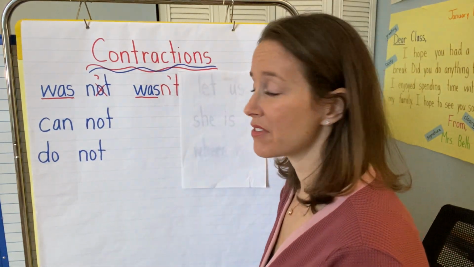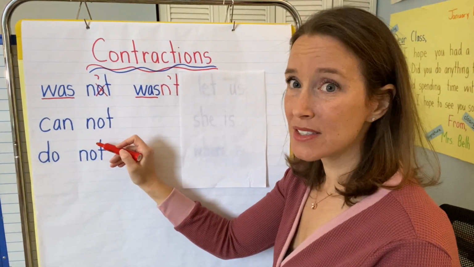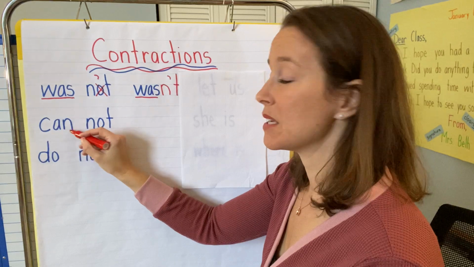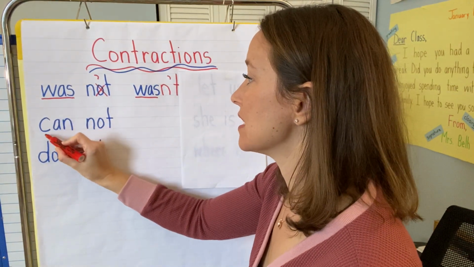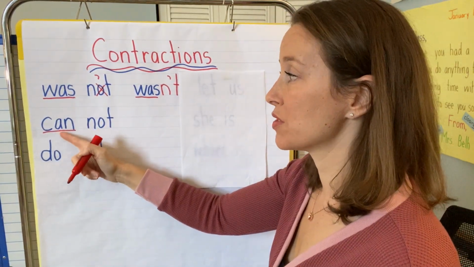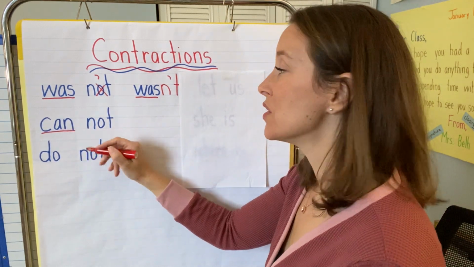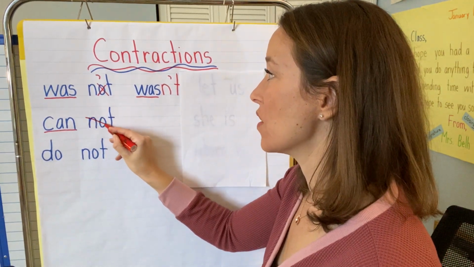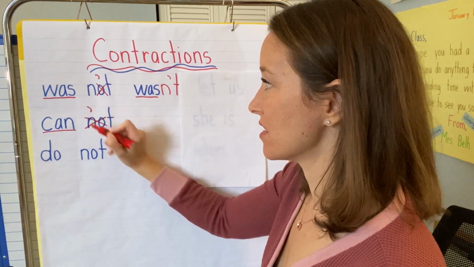So look at this one, cannot. This one's a little different because we have, see the two N's? So when we have the two N's, we don't need to keep both of them, okay? So what we're going to do is we're going to always keep the word, the base word, okay, our first word, can, and then we already have an N there, so we're actually going to get rid of the O and the T and put our apostrophe in.